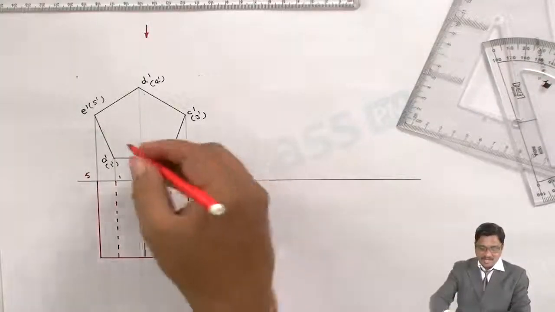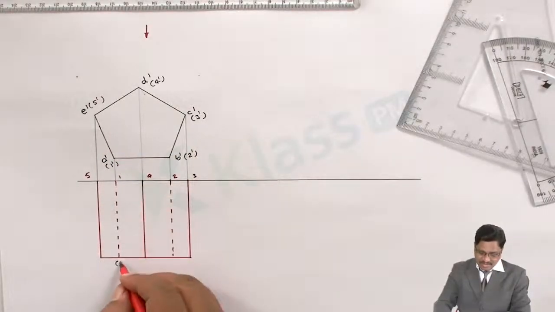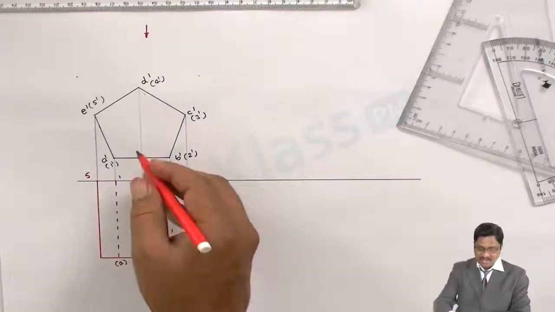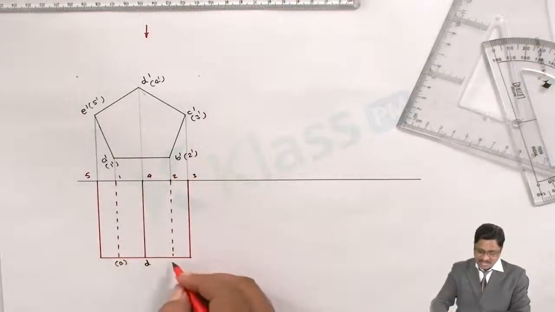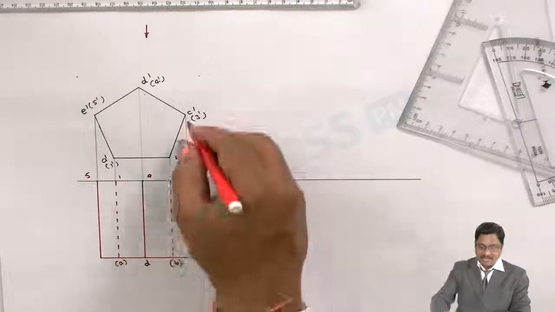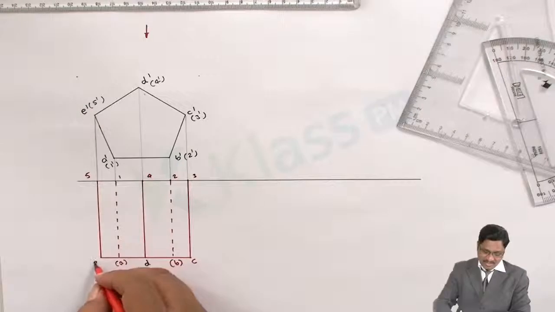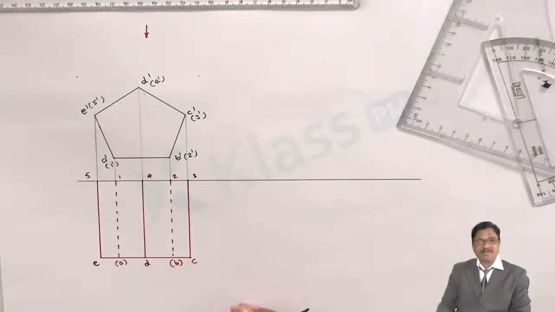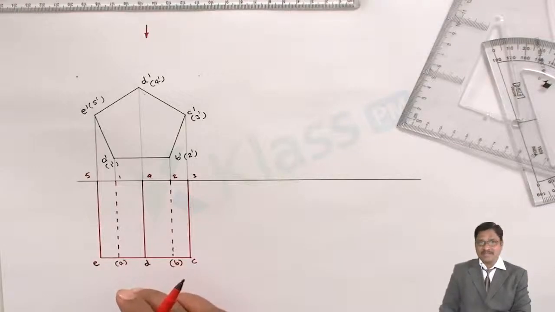After that, label them. So point E here, since it is not visible, I can mention in the bracket. The D is a visible point, I can open it. The B is not visible, I can mention in the bracket. C is a visible point, I can open. The E is a visible point, I can open it. Clear? So this is the way of providing the solution.